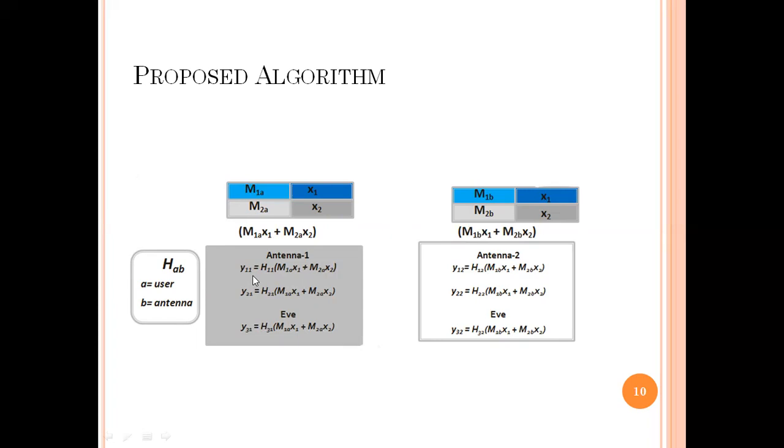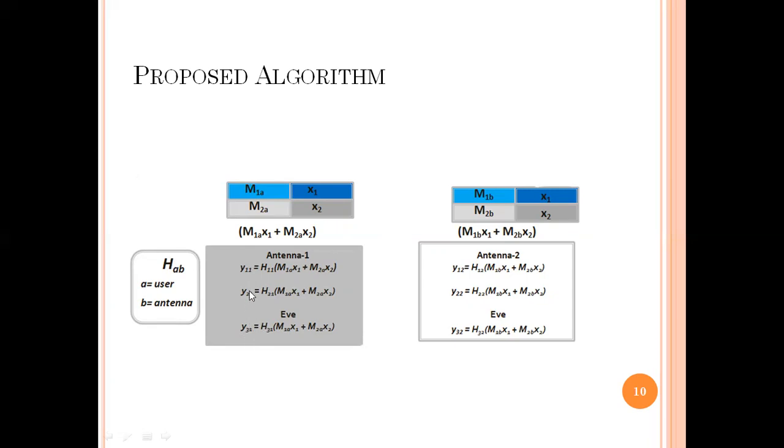So Y11 is the received signal. Y values are all the received signals. Y11 is the received signal at user 1 from antenna 1. Y21 is the received signal at user 1 from antenna 2. And we consider the eavesdropper as user 3. So the eavesdropper also receives a signal, which is a degraded one. The received signal at the eavesdropper from antenna 1 can be written as follows.